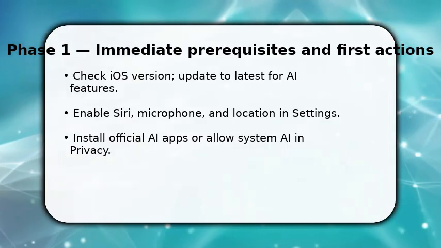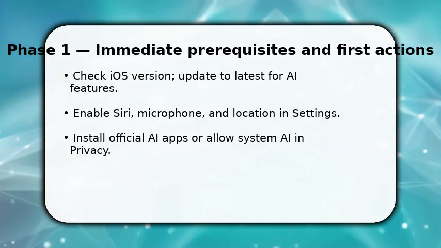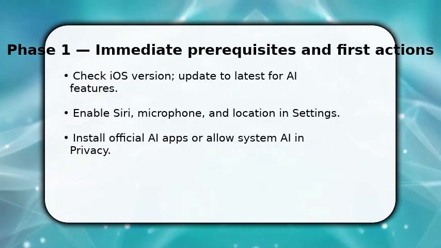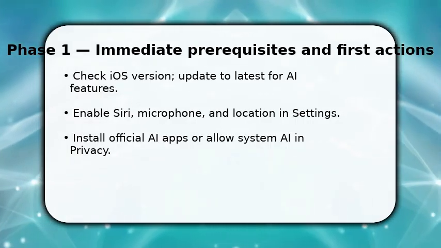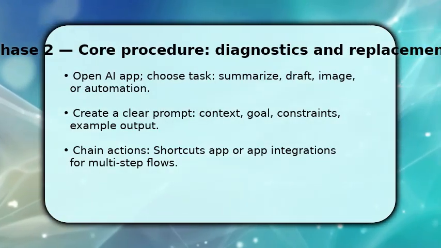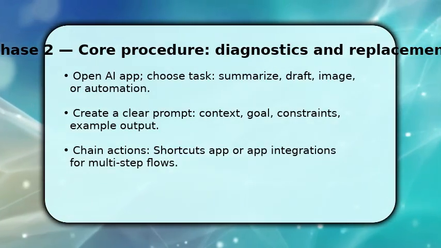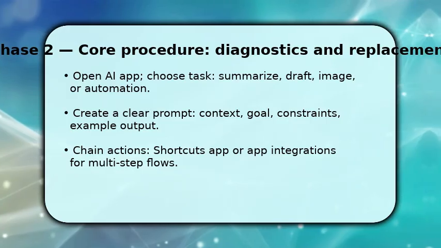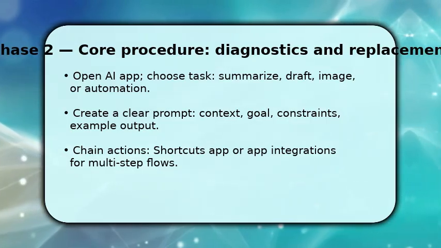You'll see permissions prompts, accept what's required, deny what you don't need. These first steps unlock the tools. Now we move to hands-on use. You craft prompts that give context, a clear goal, and constraints because AI responds to direction. For example, ask for a 3-bullet summary with tone and length, then refine.